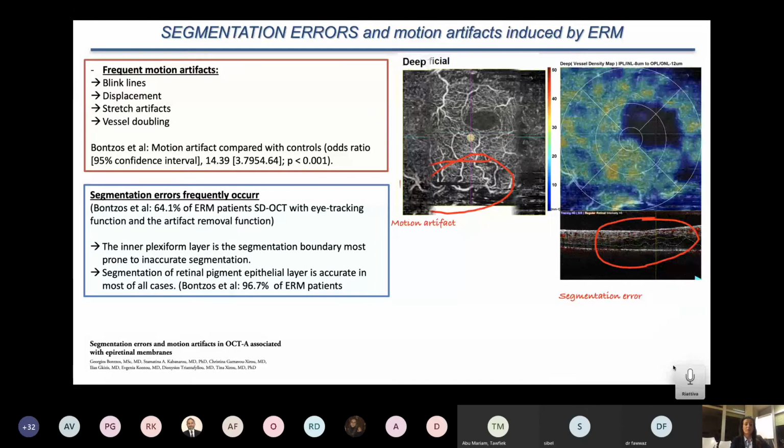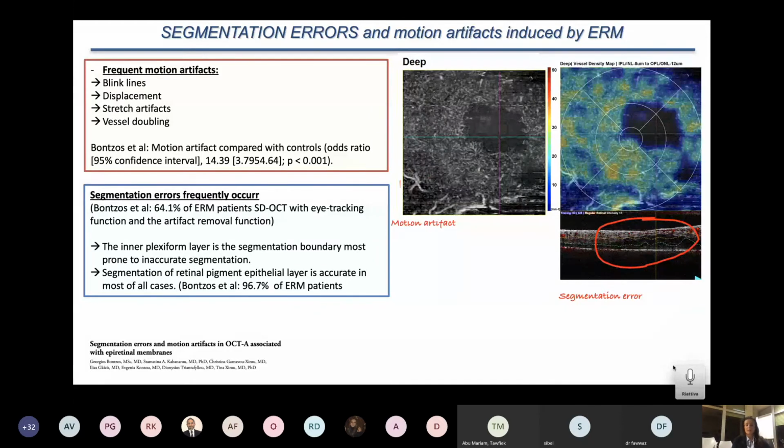But as we know, all that glitters is not gold. So in fact, we have to consider that patients affected by epiretinal macular membrane are more likely to show motion artifacts on OCTA.